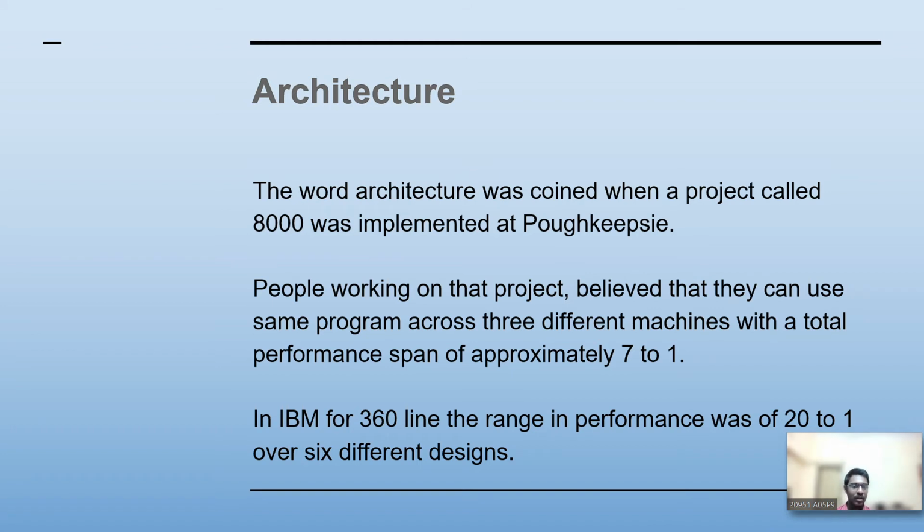So for this, they believed that three different machines would have a total performance span of 7 to 1, but in the IBM 360 lineup, the range in performance was 20 to 1 over six different designs. So they could implement the same thing in six different designs with a performance ratio of 20 to 1 for the 360 lineup.